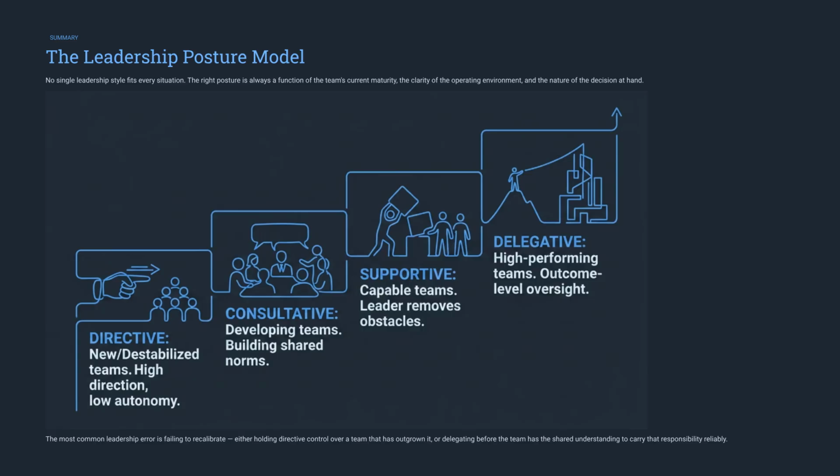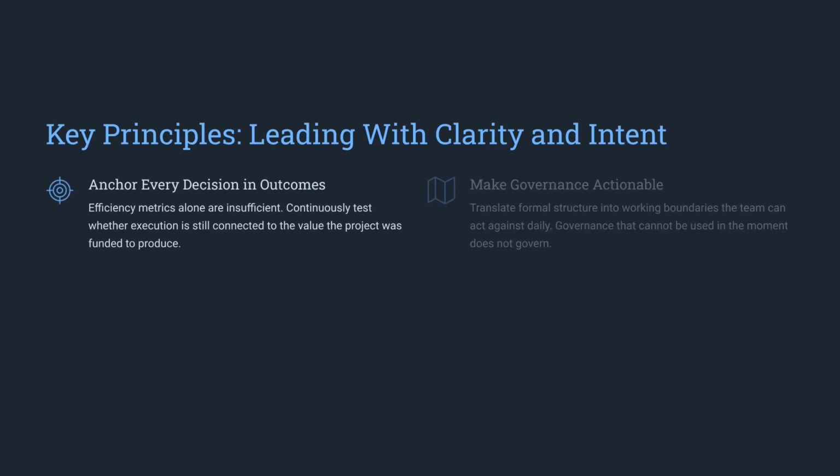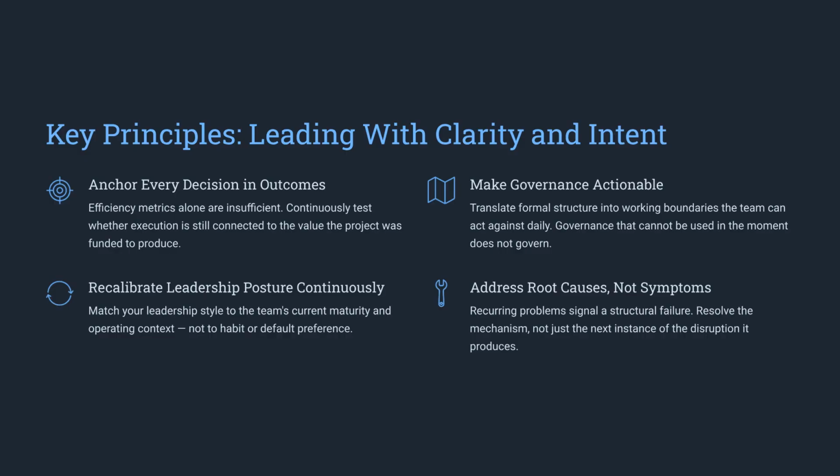To summarize, there is no single leadership style that fits every situation. The most effective leaders continuously recalibrate their posture based on the team's current maturity and the clarity of the operating environment. Remember these principles: anchor decisions in outcomes, make governance actionable, recalibrate your leadership style continuously, and always focus on solving the root cause of issues, not just the symptoms.